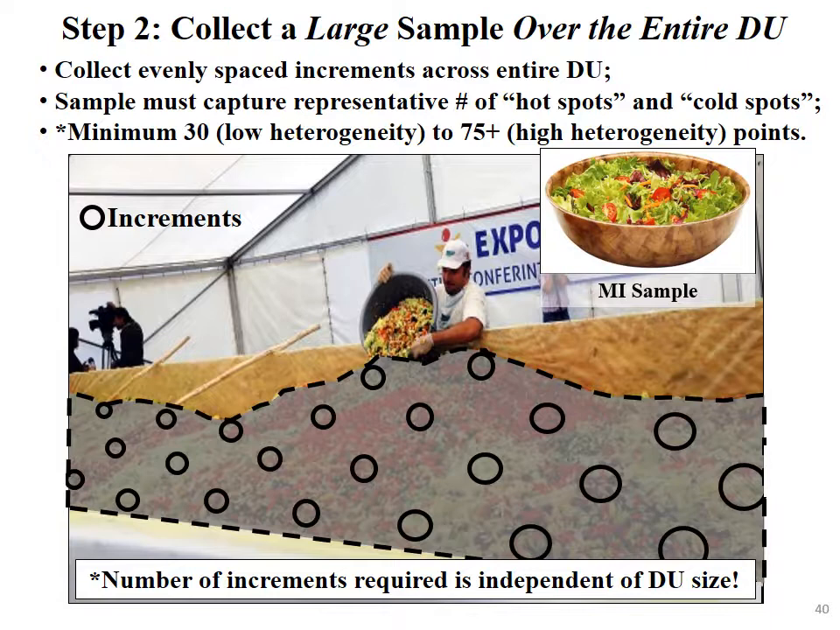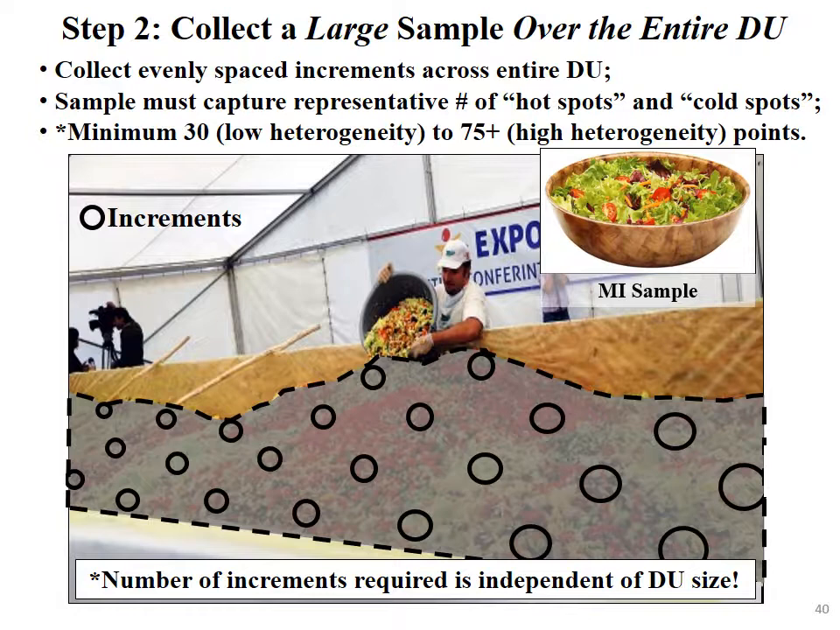Step two is you collect a large sample over the entire decision unit. So again, here's our salad decision unit. A key thing too, you want to collect the increments in a random but systematic method across the DU, so evenly spaced in all directions, and John will discuss this in part four of the webinar. This gives you much more reproducible data. You're not leaving gaps in it. It's really critical. The sample, in addition to mass, needs to capture a representative number of hot spots and cold spots within this salad so that you end up with a representative sample.